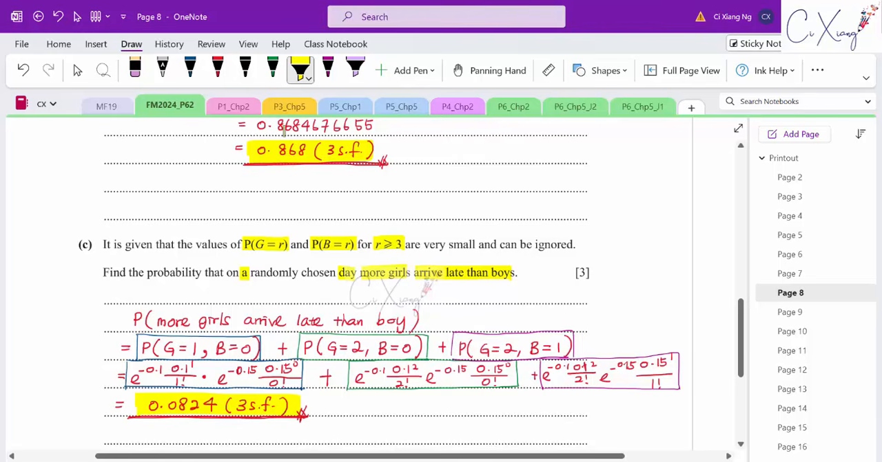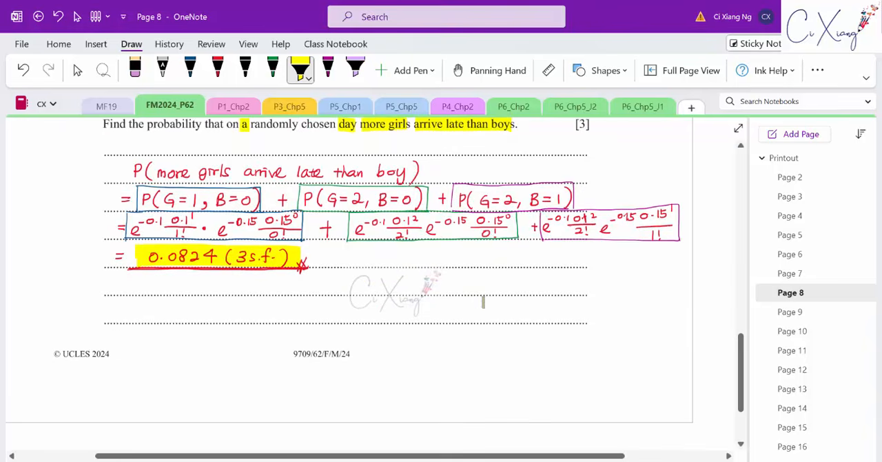Alright, so this question is a little bit tricky. So please make sure that you take note of this. You shouldn't use G minus B as a Poisson random variable to solve it, okay? Right, then let us continue to part D.